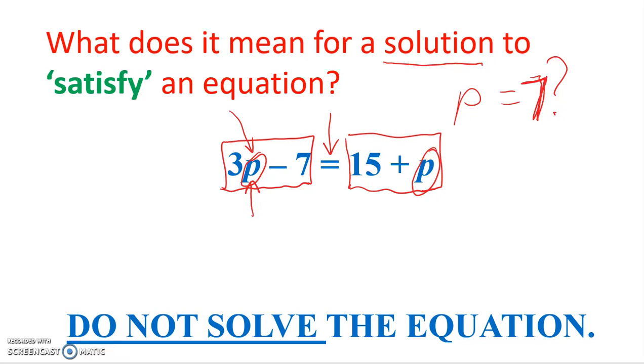If p actually doesn't equal 7, when we substitute that into the left-hand side of the equation, so over here, this entire left-hand side, not just the 3p, but the whole 3p minus 7, if it isn't a solution, then we will find that the left-hand side of the equation will not equal the right-hand side of the equation. So if it is a correct solution, you will find both sides of the equation are balanced. And we say in mathematics that means that that solution satisfies the equation.